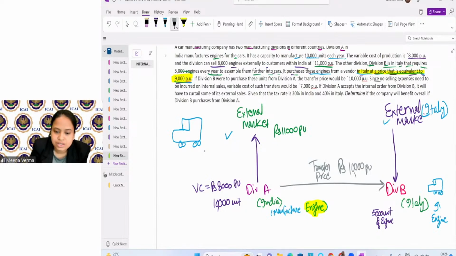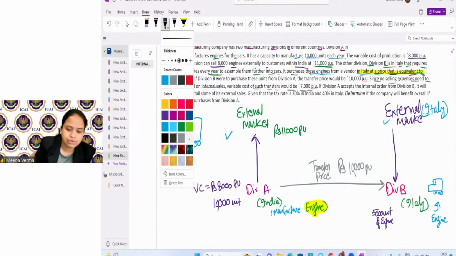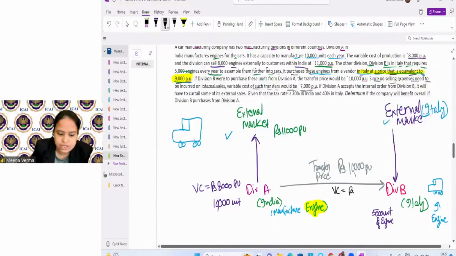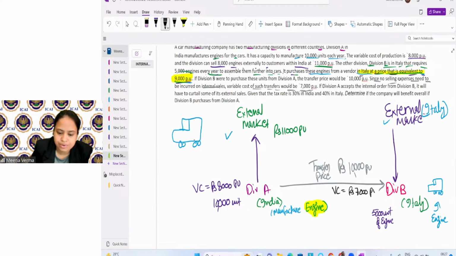What else? Since no selling expenses need to be incurred on internal sale, when you are transferring the goods internally you don't need to pay any marketing or selling expenses. The variable cost of such transfers would be rupees 7,000 per unit. So when you transfer internally, the variable cost is rupees 7,000. Maybe 1,000 is for marketing expenses.